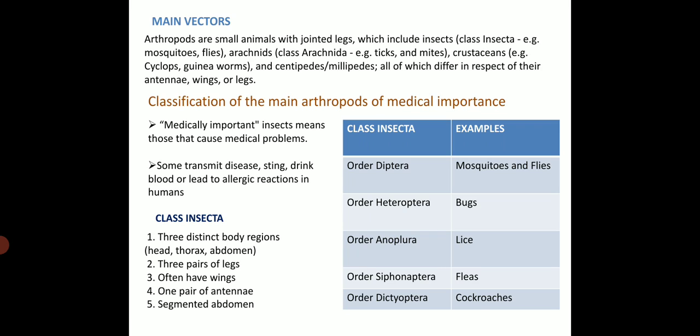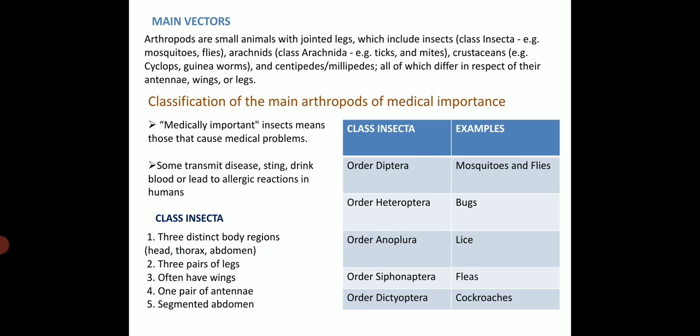Arthropods are small animals with jointed legs, which include insects, that is the phylum Arthropoda, which includes the class Insecta with mosquitoes and flies, arachnids, for example ticks and mites, and crustaceans, that is cyclops and guinea worms, and also centipedes and millipedes, all of which differ in respect of their antennae, wings or legs. So this is the classification of main arthropods of medical importance.